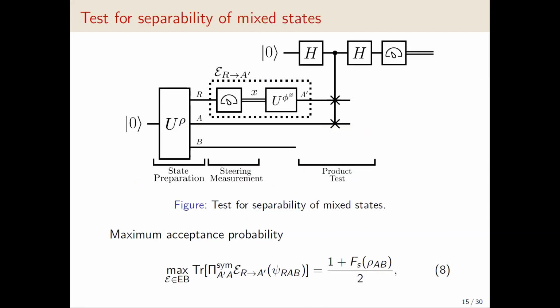So then we show that the maximum acceptance probability is 1 plus the fidelity of separability by 2, and so this is a very neat result.